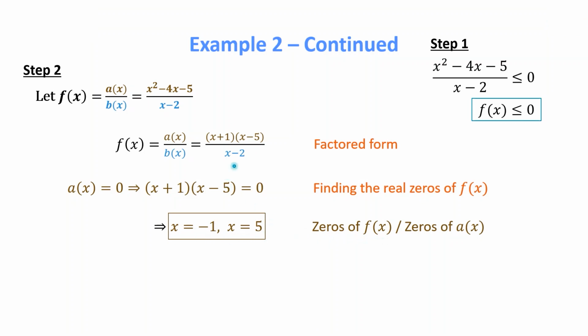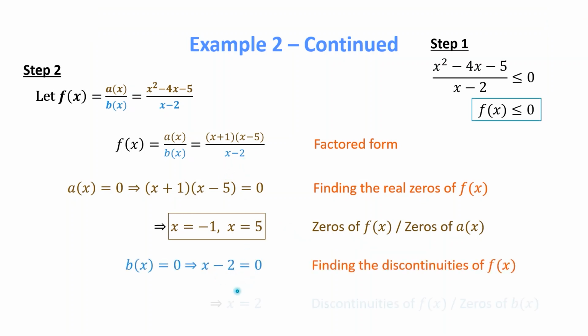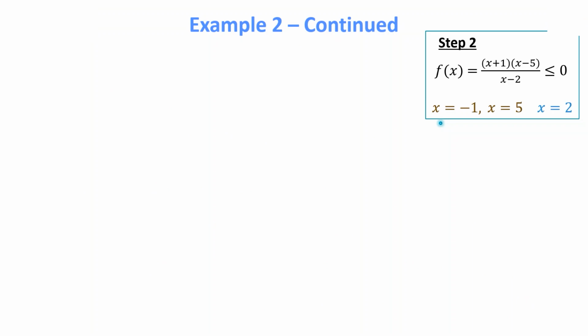And then we'll set the denominator to 0, and if we solve this, we get x equals 2, which is a point of discontinuity for f of x. So now that we've found the real zeros of f of x and a point of discontinuity, we're going to move on to step 3, which is to produce a sign chart.